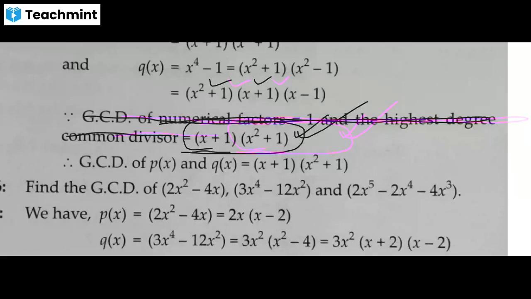It is written down here, the answer, that GCD of the two polynomials, suppose one is p of x, another one is q of x, their GCD is x plus 1 into x squared plus 1.